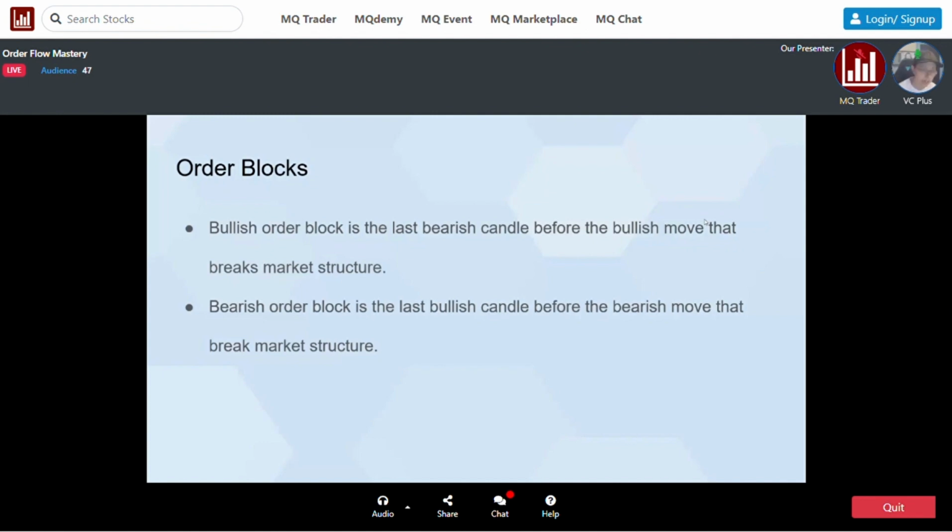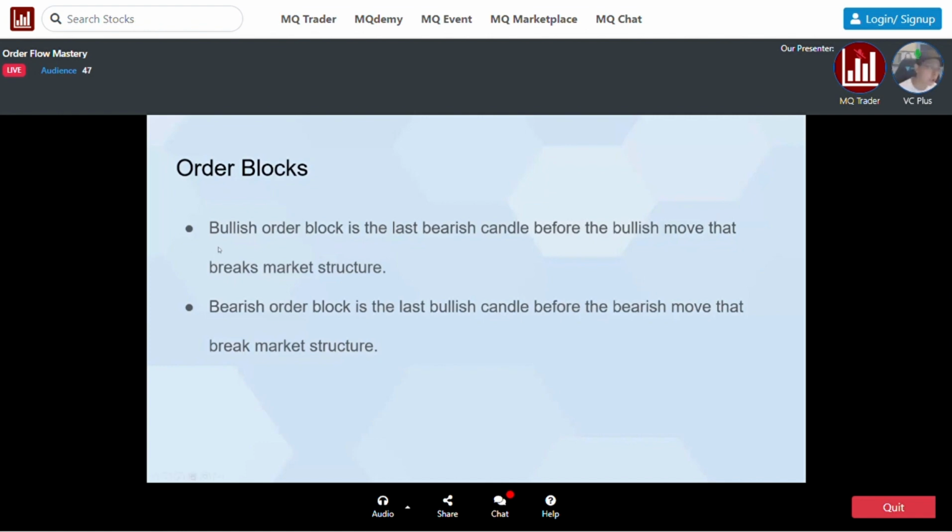Now, the second principle in the order flow mastery concept is called order blocks, or some traders would just call this supply and demand. So how do we identify order blocks, or I would say demand and supply? How do we identify them?